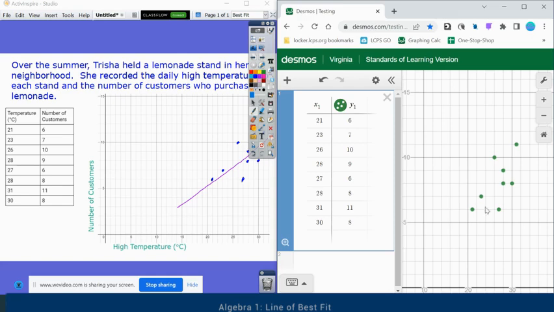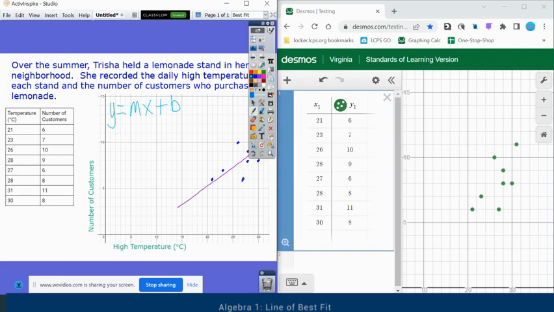So we can see these data points looking just like the data points that we had plotted manually, but we're going to get the calculator to create that line of best fit for us. So let's pause and remember, when we write the equation for a line, we are always going to be writing that equation as y equals mx plus b. This is always what we do to write the equation of a line.